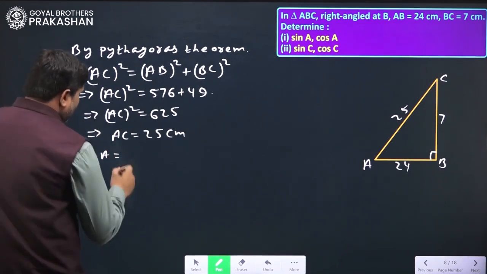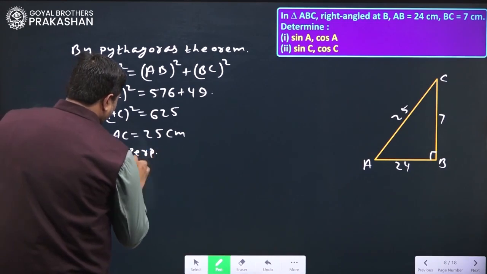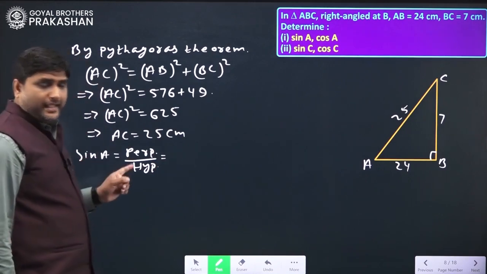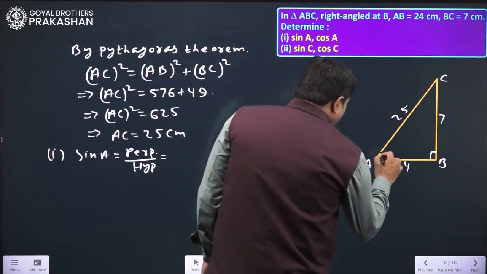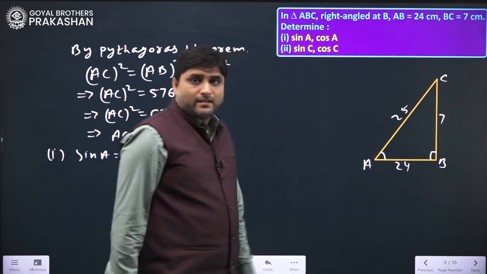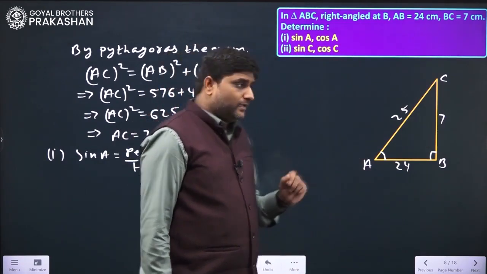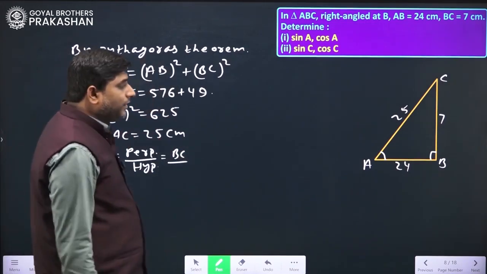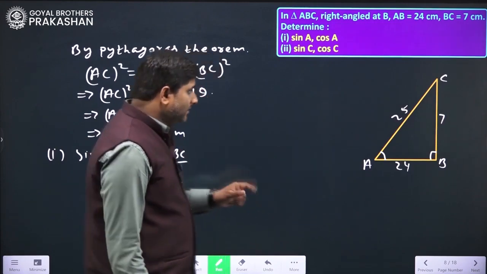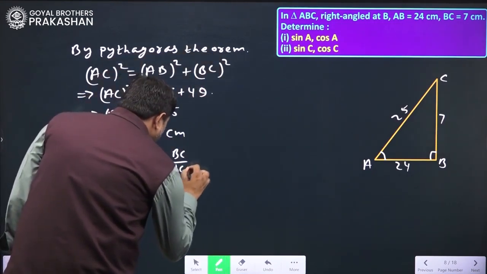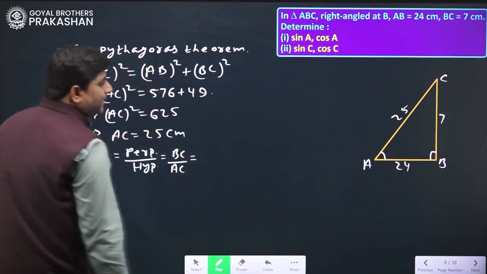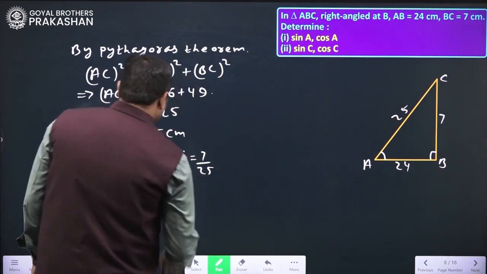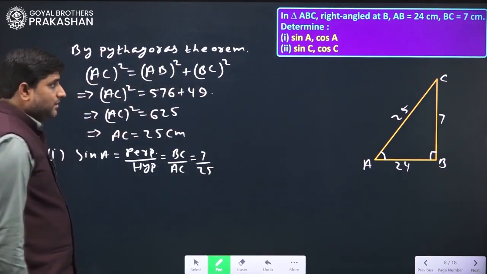So sin A is perpendicular by hypotenuse. So for angle A perpendicular will be BC. Perpendicular is always the side opposite to angle. So for angle A perpendicular is BC, and hypotenuse is always the side opposite to right angle, so hypotenuse in this case is AC. So BC upon AC, we have value of BC 7, we have value of AC 25. So sin A is equal to 7 by 25.